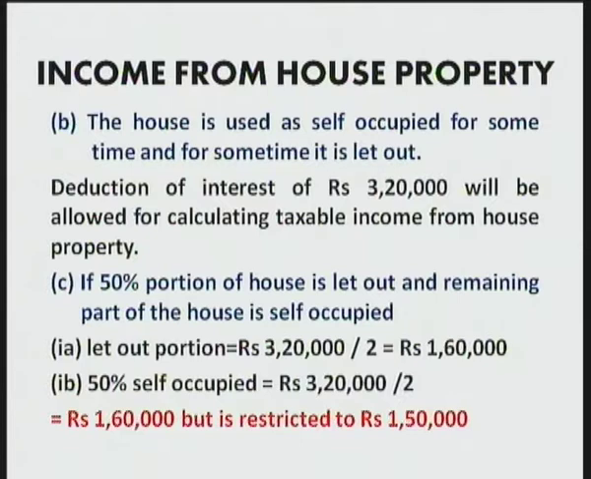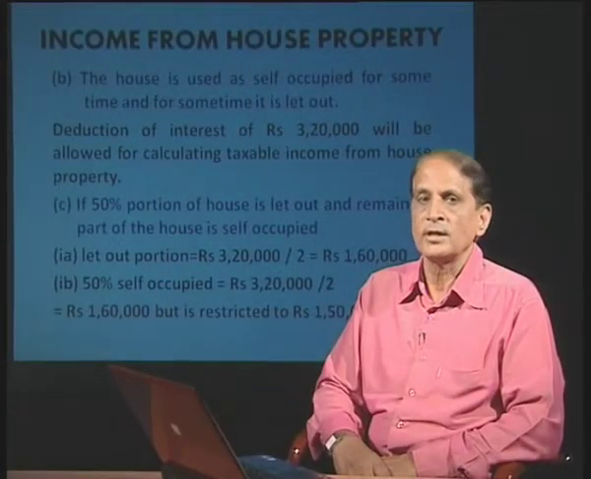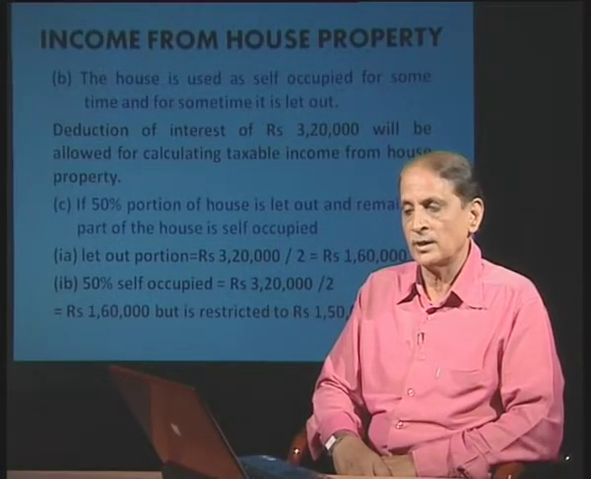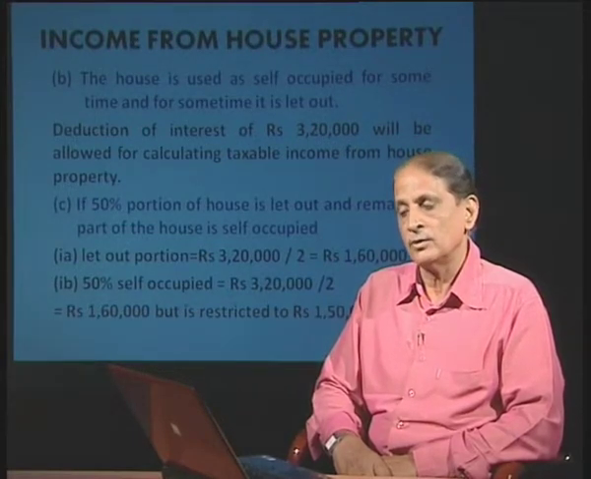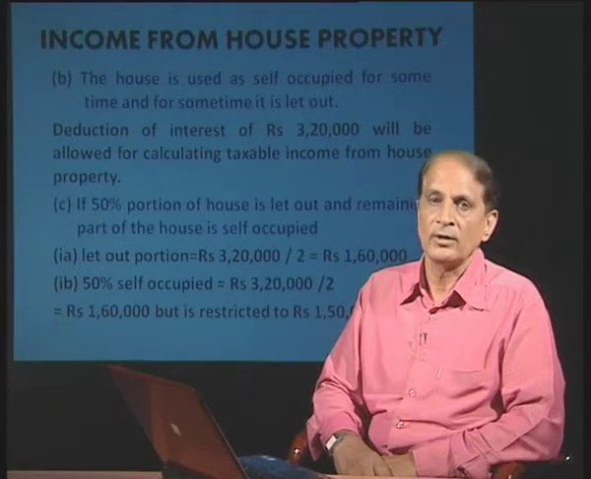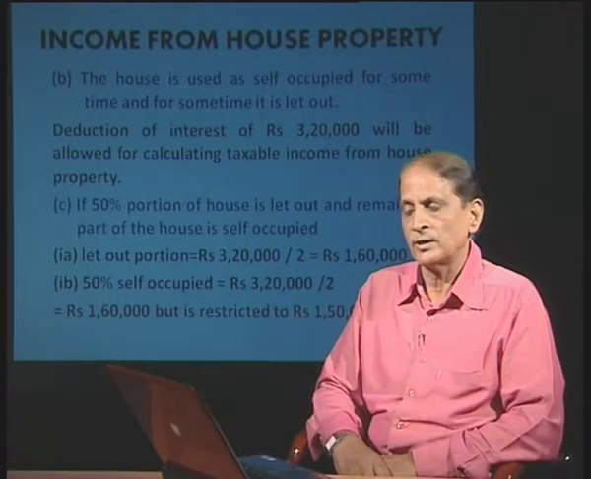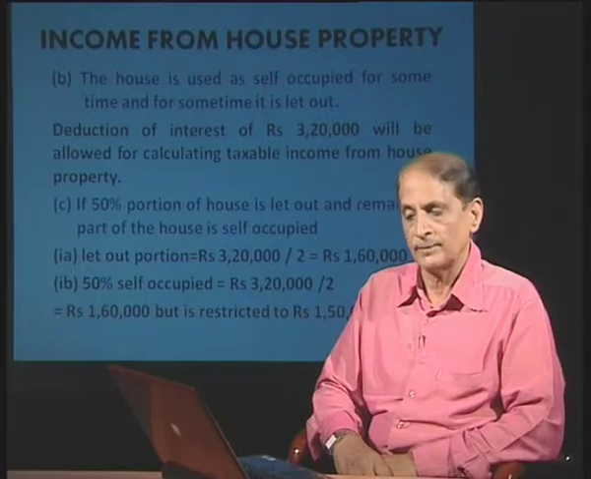If a house property is used by the assessee only for some time in the previous year for his own residence, and for some time it is let out in the previous year, then we can presume that the property is let out throughout the previous year. Therefore, the interest of Rs 3 lakh 20,000 that we calculated in the first situation is deductible, because in this case we have presumed the property is let out throughout the previous year. Therefore, the deduction of Rs 3 lakh 20,000 is permissible for calculating taxable income from house property.